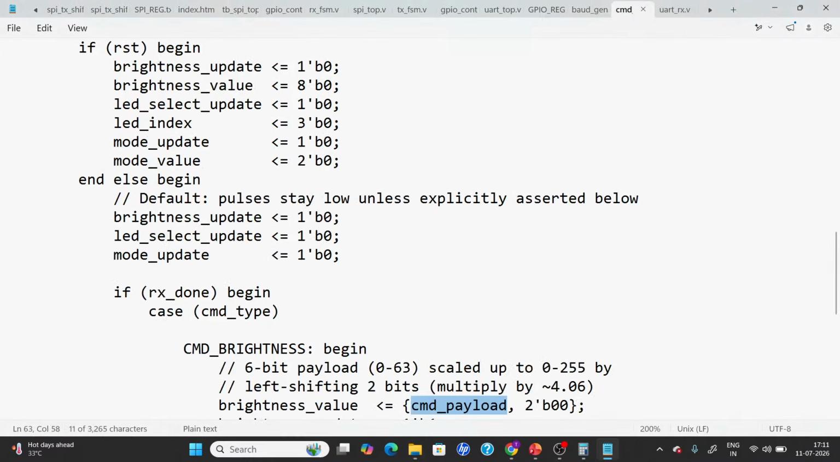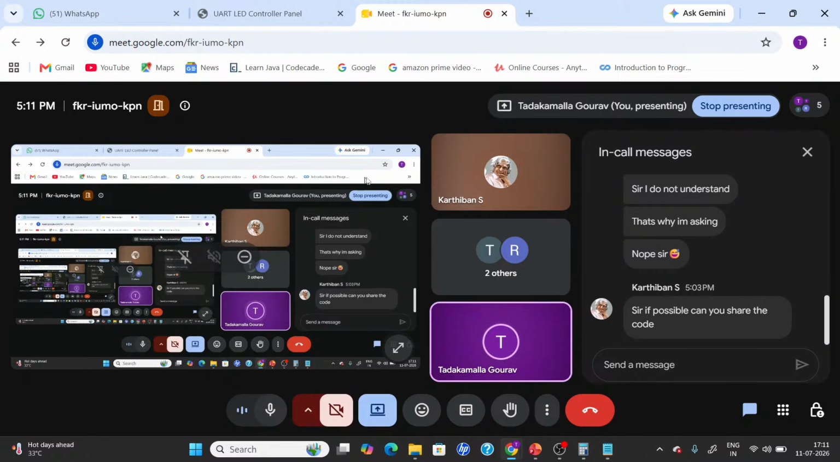So someone is in unmute state. Can you mute yourself, Karthik?